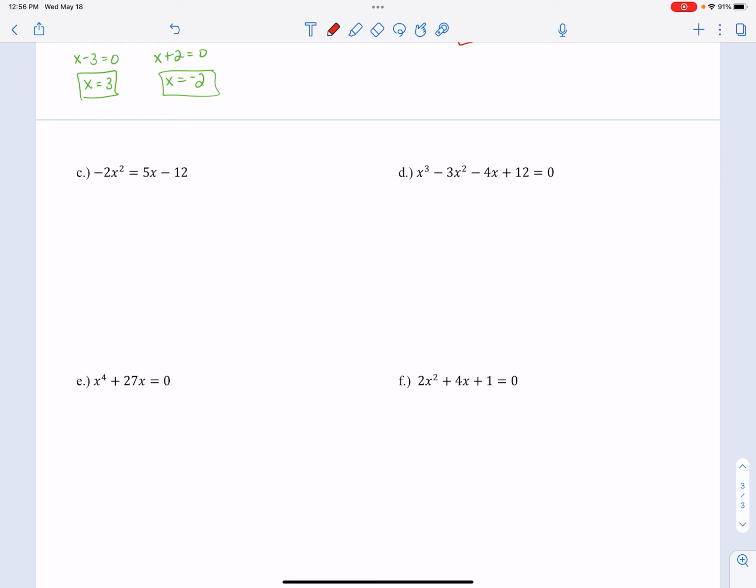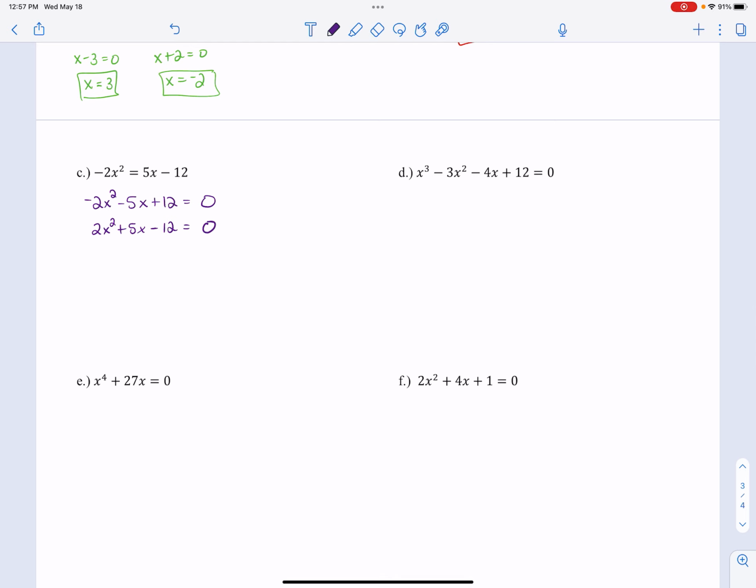All right, C. Again, move everything to one side. Put it in order, descending order by exponent. So I'm going to leave the 2x squared first. When I move the 5x over, it's going to be negative, and the 12 is going to be positive, and it'll equal 0 on the right-hand side. I do not love that my first term is negative, so I'm going to divide the whole thing by a negative 1, which will change all of my signs. 0 divided by a negative is still 0, so I don't have to worry about that.